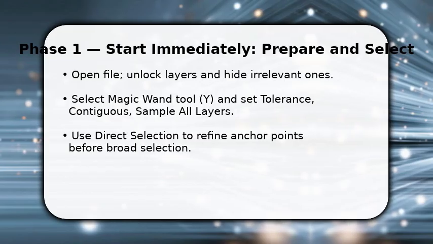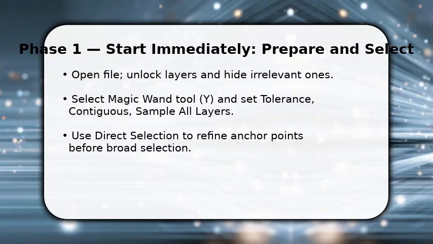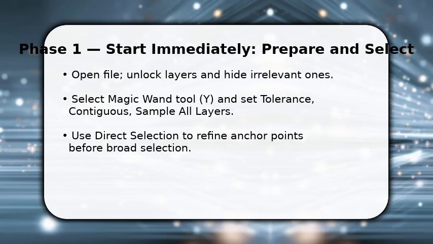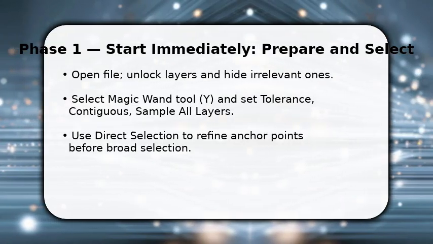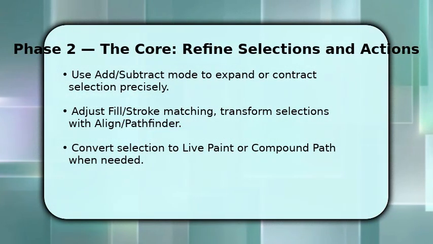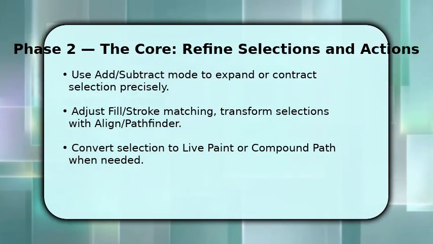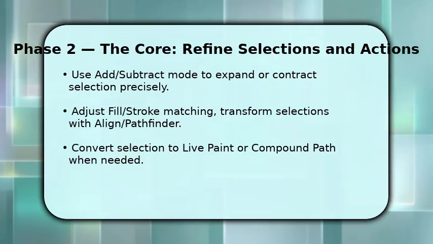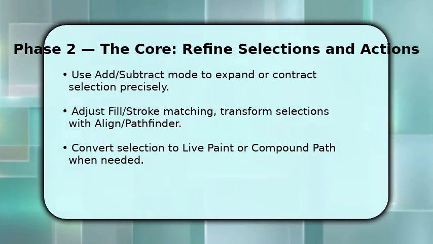If shapes overlap, use direct selection to nudge anchors or temporarily hide layers. Make sure to save a version before broad edits, so you can revert if a selection goes wrong. Once you have a basic selection, switch to add or subtract mode to include adjacent colors or exclude stray points. This is the heart of control.